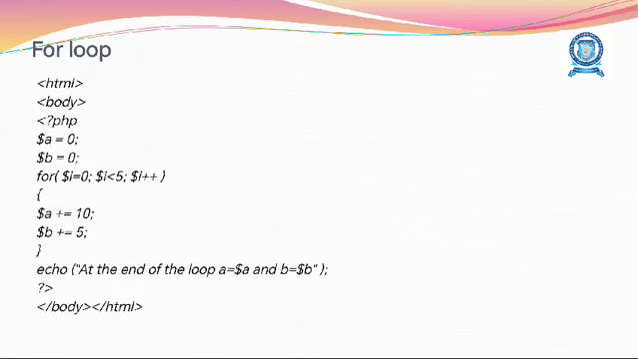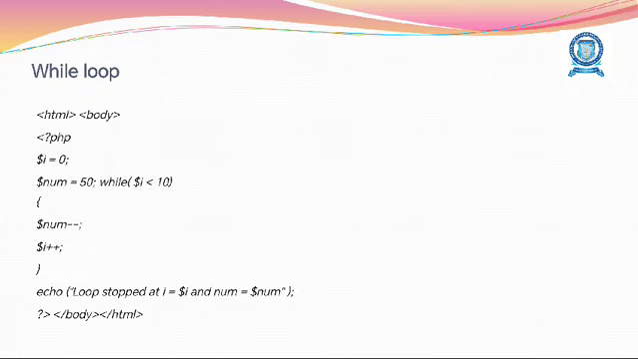So for loop, this is the example for loop. Here we are declaring the variables a as well as b. Here we are using the for loop. Based on that value, it will check the condition and then the value will be added to the variables a as well as b. Finally, the values of a as well as b will be printed.